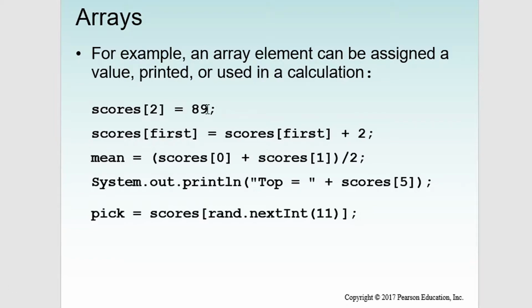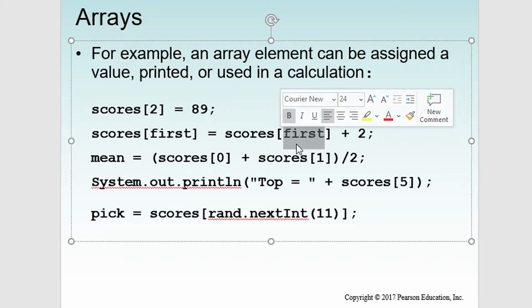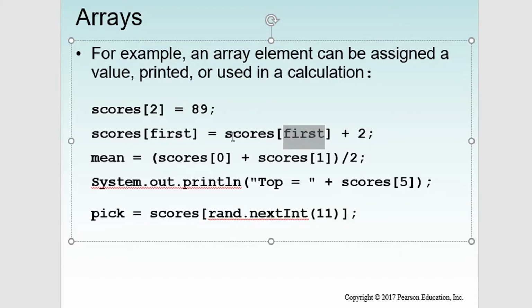So this first line, they're putting 89 at index 2. And this next line, they're assigning the value scores at index first plus 2. First is a variable. We don't know the value of that variable, but this is an integer. And this can be, say, 3. So whatever value is at 3, we're referencing it and adding 2 to it.